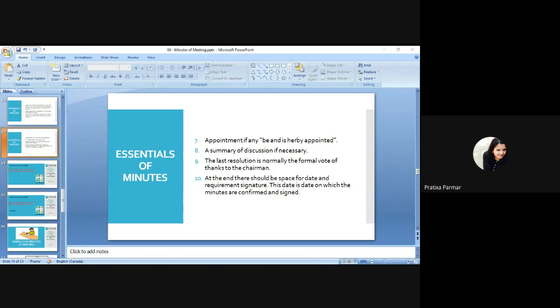So these are the very essential features of minutes of the meeting. I hope all these things are clear to all of you. Fine. Shivangi, is this clear? Tasvi, is this clear? Fine. Hitarth? Yes, ma'am. Okay, fine.